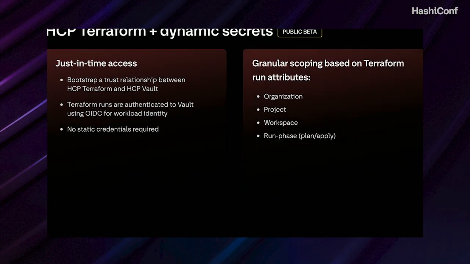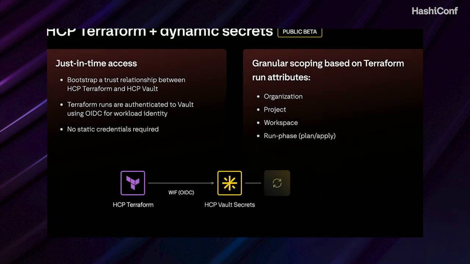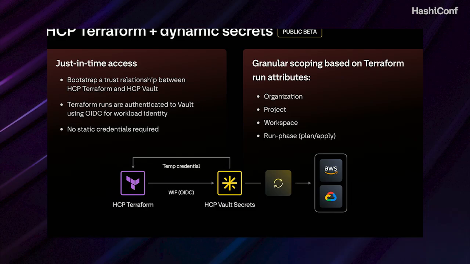So let's look quickly at Terraform and how we can use HVS-backed dynamic secrets there. Same thing, we're setting up that OIDC trust relationship, then temporary credentials can be used to configure and for Terraform to grab dynamic secrets from Vault Secrets. There's no static credentials required, and you also have granular scoping based on the Terraform run attributes.